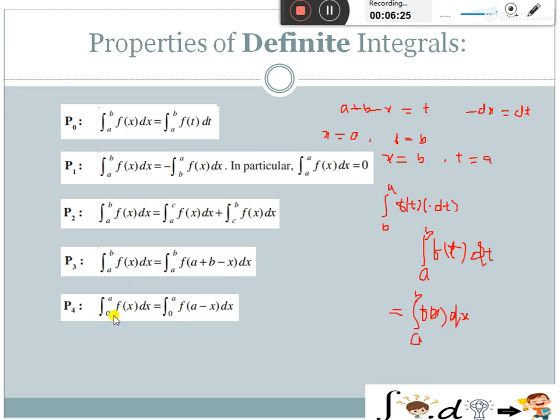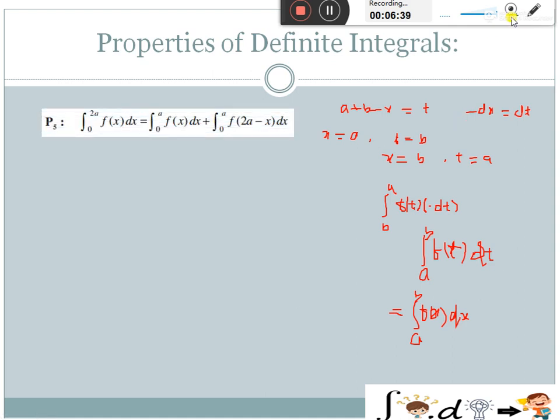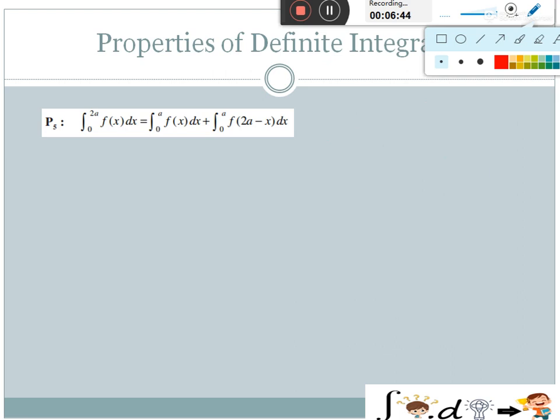0 to a, that means we have 0 plus a minus x, we get 0 to a f of a minus x dx. This is the fourth property. And now we have the next one. The next one is 0 to 2a fx dx is equal to 0 to a fx dx plus 0 to a f of 2a minus x dx. Is it clear? And now we have to do the proof for this.